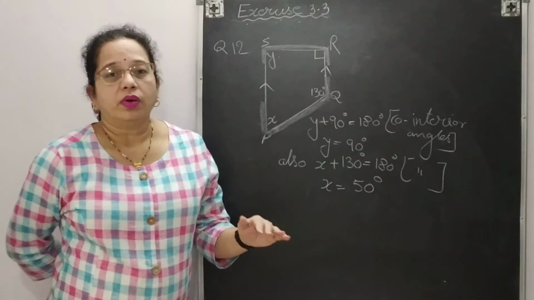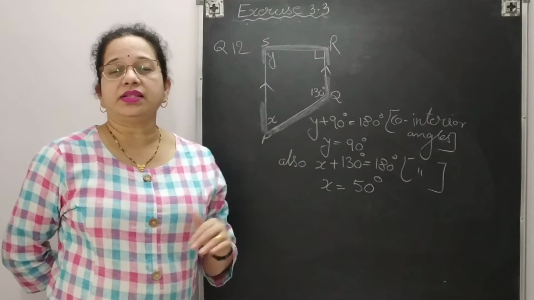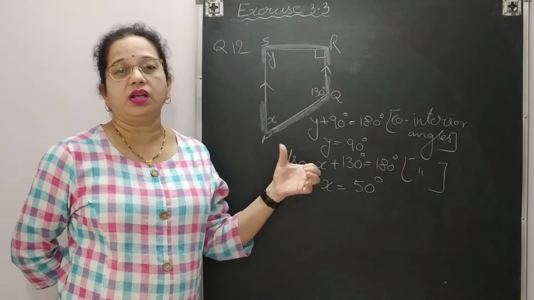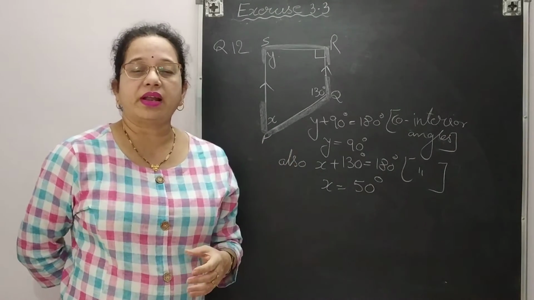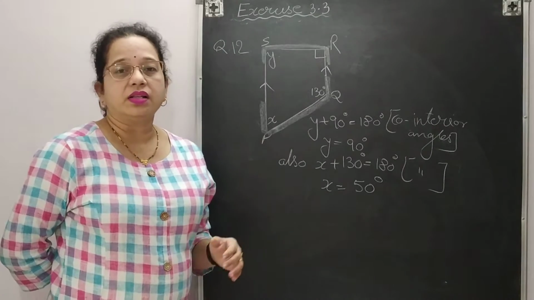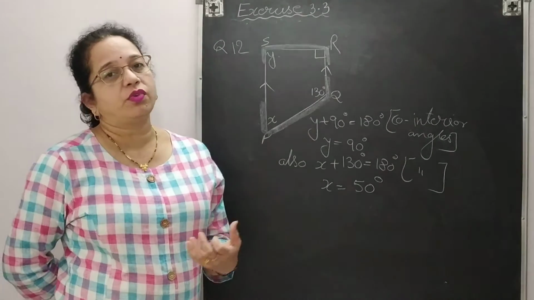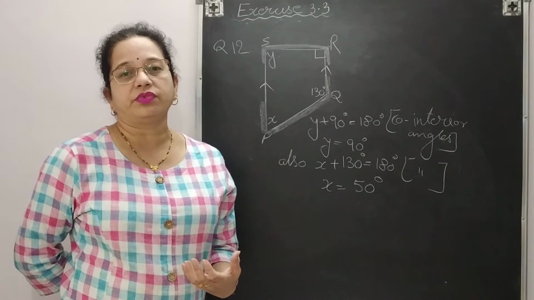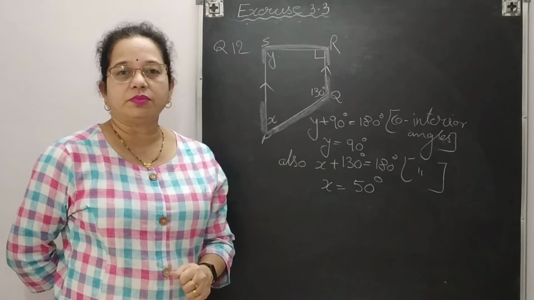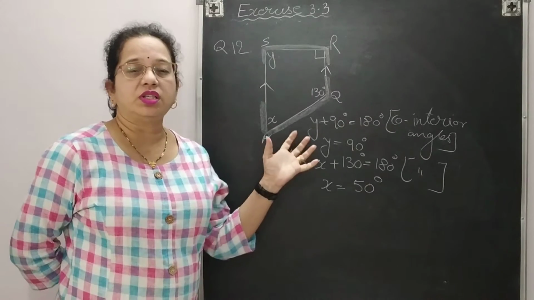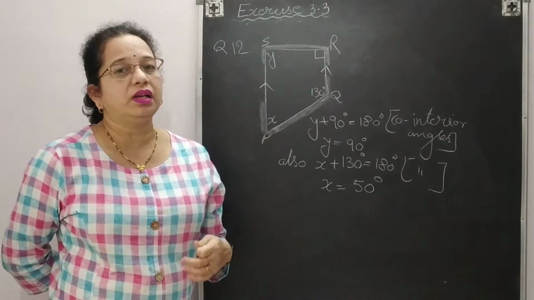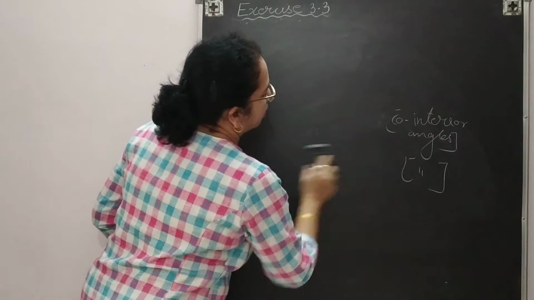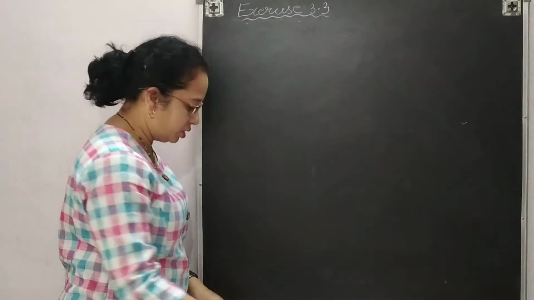Friends, if grade 7 lines and angles concepts are not clear, if you are still finding difficulty in finding co-interior angles, alternate angles, corresponding angles, please watch my video for grade 7 lines and angles made by a transversal line. There all your concepts will be clear, because we use those concepts everywhere till grade 10. Okay. Here I am taking one or two example questions also.